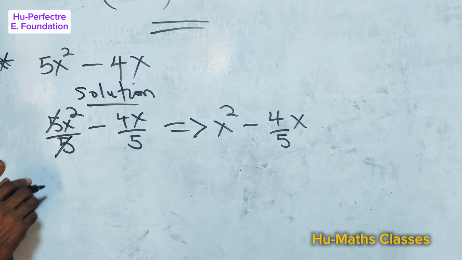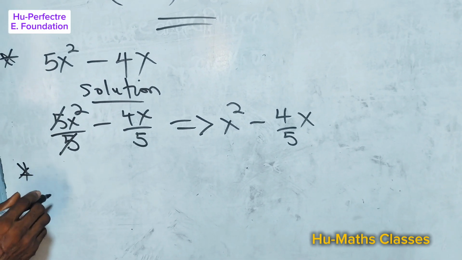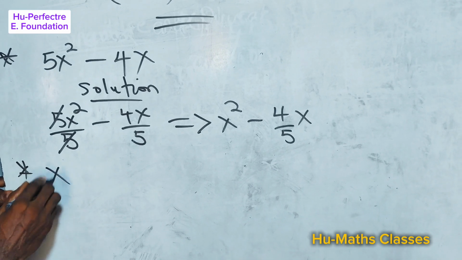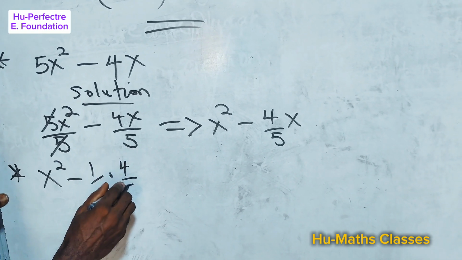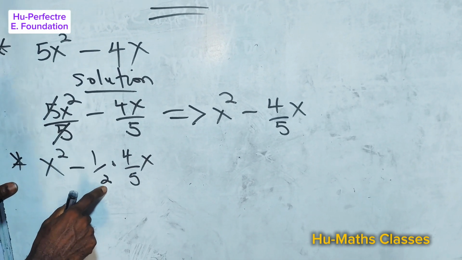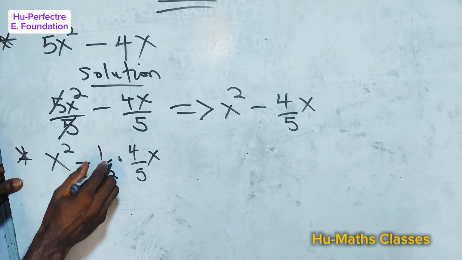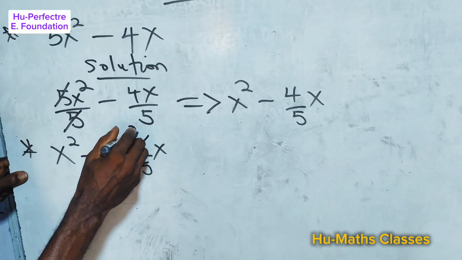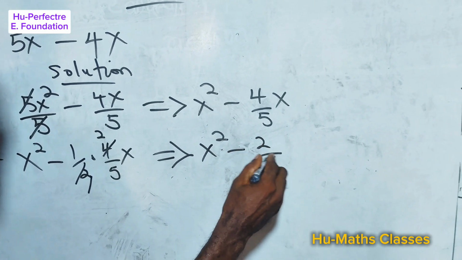The next step is to find the half of the second variable. So we'll have x to the power 2 minus 1 over 2 times 4 over 5x, which is the half of the second variable. If you wish to cancel now, you can, because 2 cancels 4, leaving a 2. So what we have left is x raised to the power 2 minus 2 over 5x.